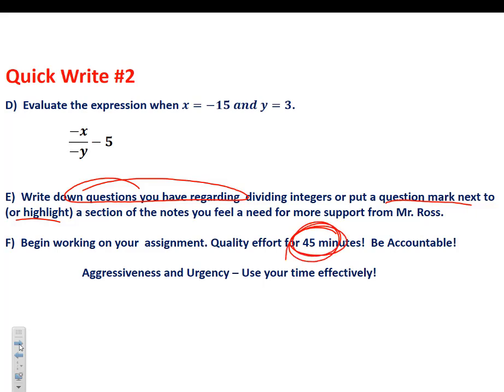Remember, 45 minutes max. Be accountable for what you're doing, autographing your work with excellence. Always use aggressiveness and urgency. That means using your time wisely.